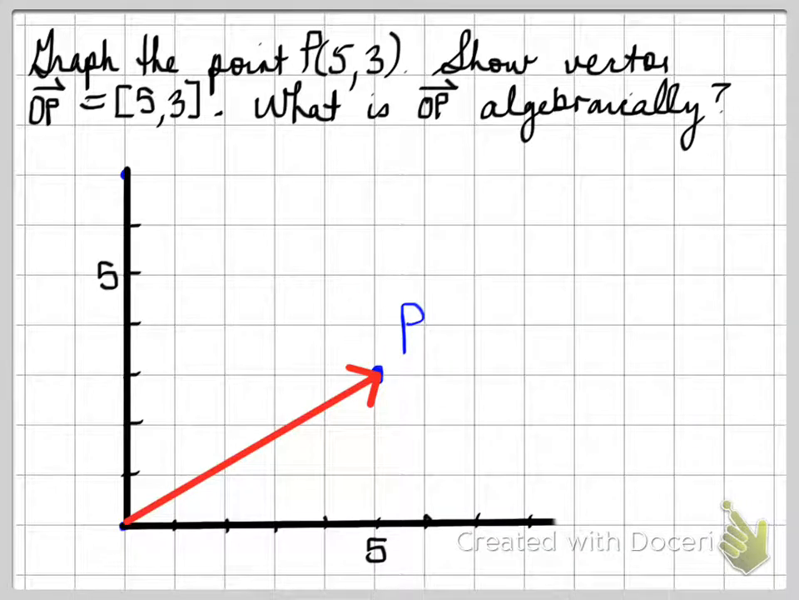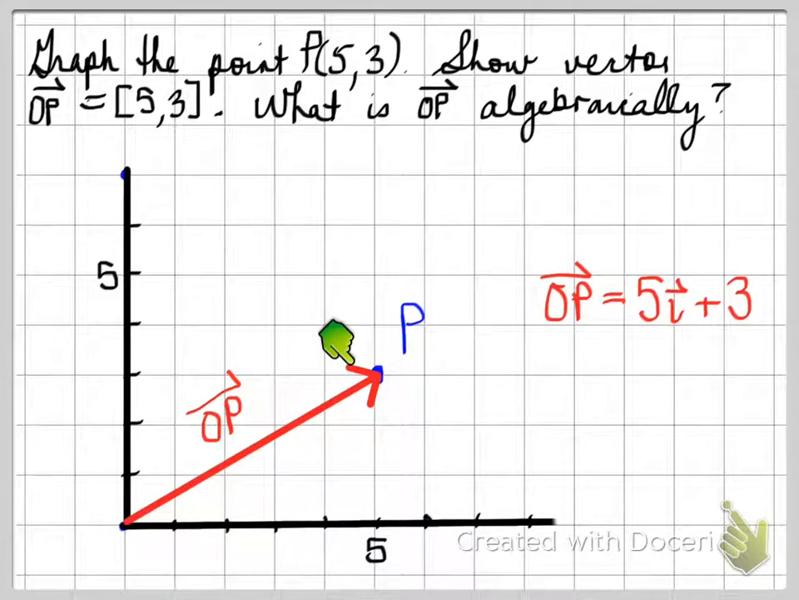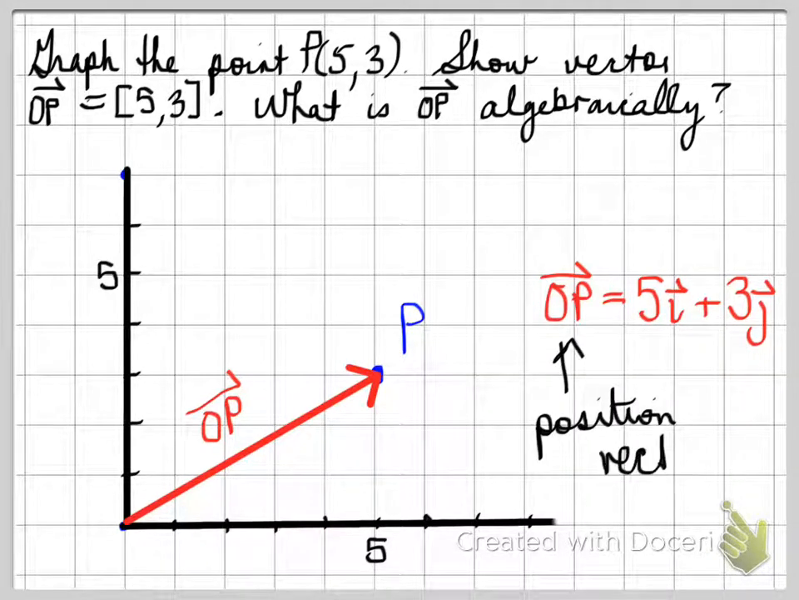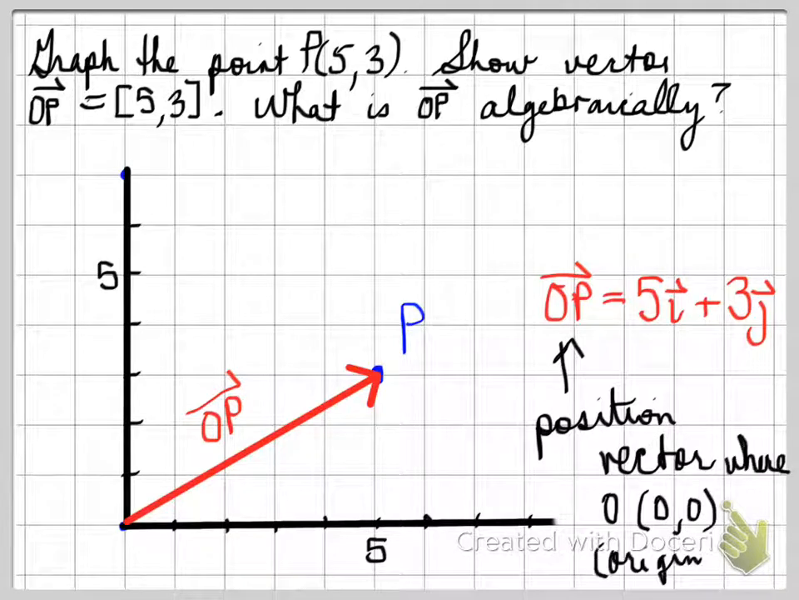Now, this vector OP is equal to the components 5, 3. But if we want it algebraically, we use i and j to represent it. 5i and 3j will create the vector OP. 5i plus 3j will get us to OP. So, the position vector, where O is the (0, 0) origin.